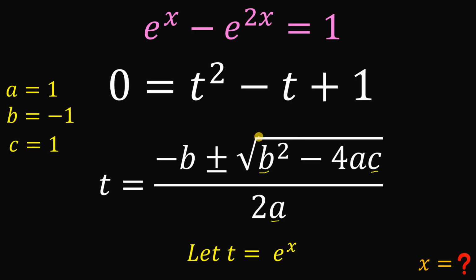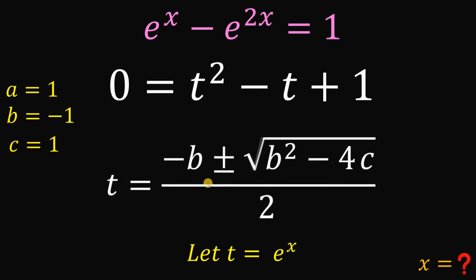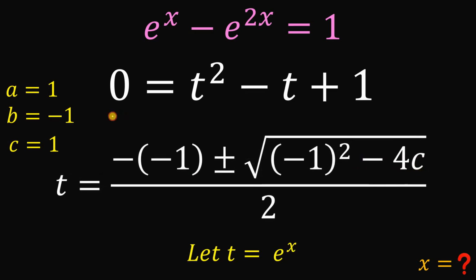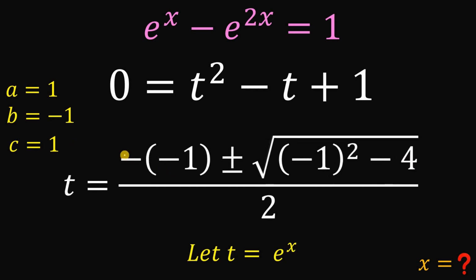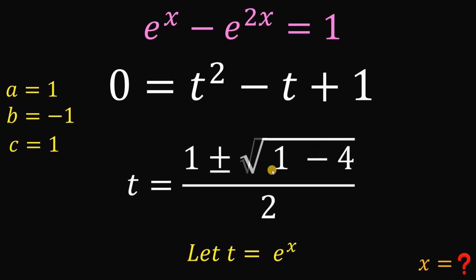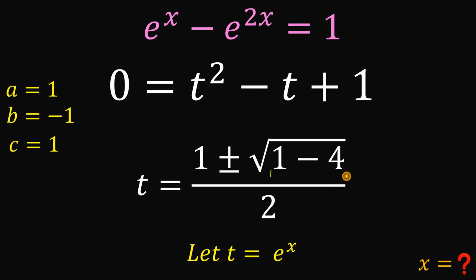Now, let's replace all of those variables. So, all a becomes 1. Now, replace all b with negative 1, like this. And the c with positive 1. Now, let's simplify. Negative of negative 1, this is just positive 1. And negative 1 raised to the power of 2, this is just positive 1. And 1 minus 4 is negative 3.